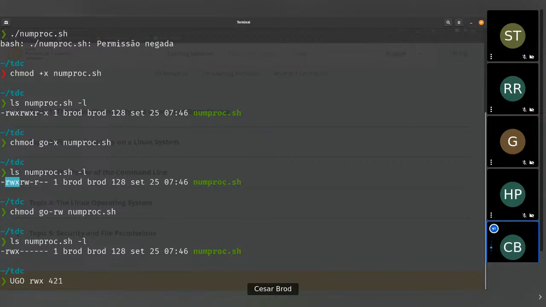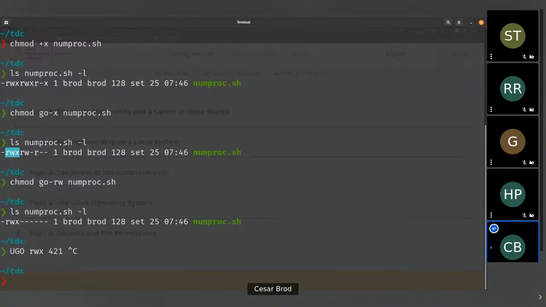So if you add those numbers for the permissions, you can use chmod in another way. You can do something like, for instance, chmod 777. So I'm adding 4, 2, and 1 for the user, for the group, and for the others.